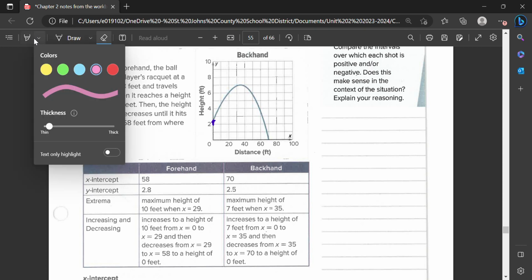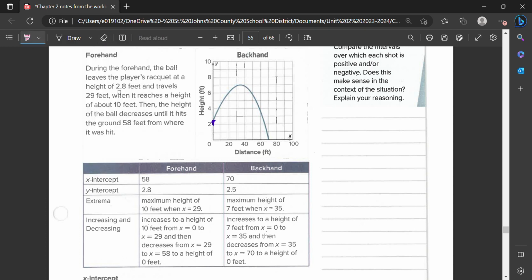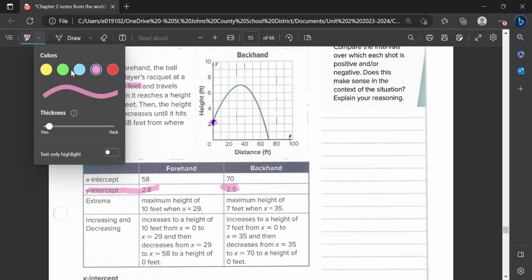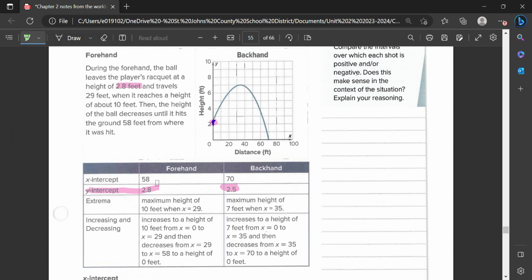Let's try to color code this. So 2.8 feet is a y-intercept, and we'll go right here. It's 2.5. Okay. X-intercepts. Alright, X-intercept.